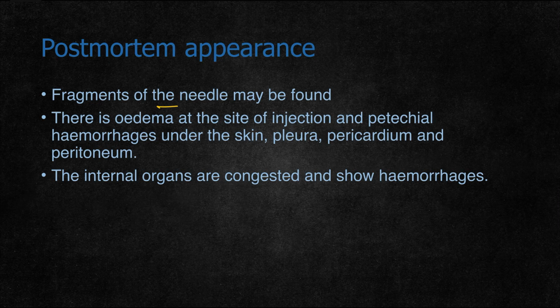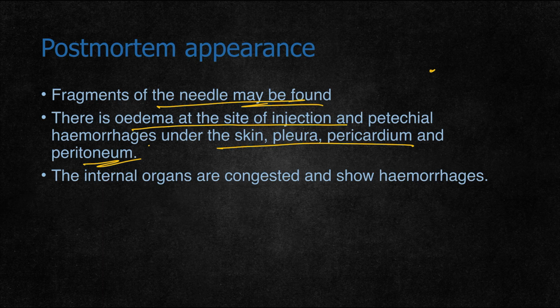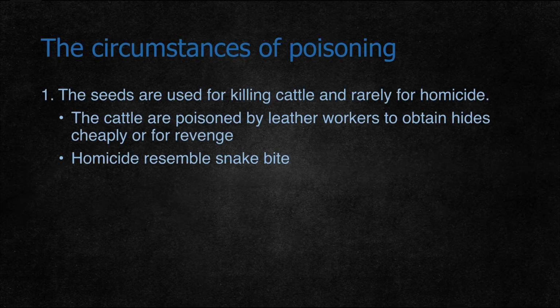Postmortem appearance: fragments of needles may be found in the body. There is edema at the site of injection. Petechial hemorrhages are seen under the skin, pleura, pericardium, and peritoneum. At the site of injection, there may be 2 marks present, and sometimes the needles may also be present. The internal organs are congested and show hemorrhages.